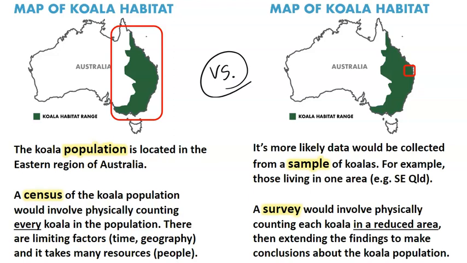It's more likely data would be collected from a sample of koalas. For example, those living in one area, such as southeast Queensland, indicated by the red box. In this case, a survey would involve physically counting each koala in a reduced area, then extending the findings to make conclusions about the koala population.